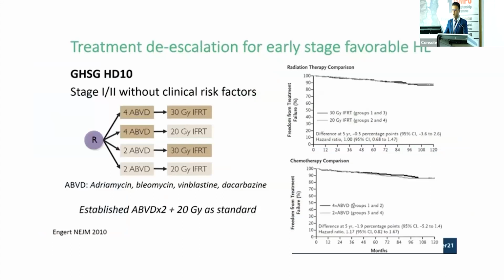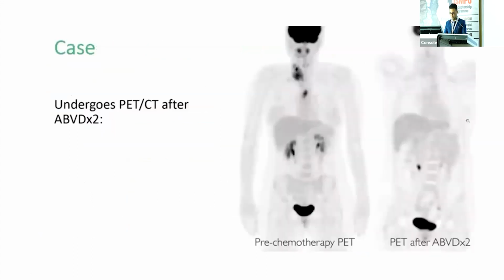So we look at the German Hodgkin lymphoma group HD10, a 2x2 cross-factorial design randomized trial: 4 cycles of ABVD, 2 cycles of ABVD, 20 gray of radiation. In early stage with no risk factors, which I've just discussed, what was found is that all 4 arms, or groups, had similar progression-free survival. This paper was published in the NEJM, and with this risk-adapted approach, 2 cycles of ABVD and 20 gray of ISRT became the standard of care.